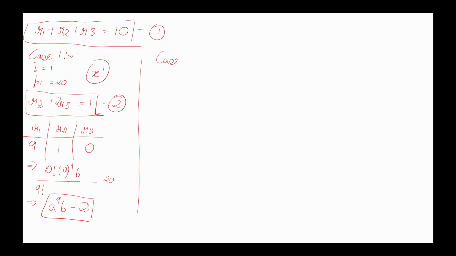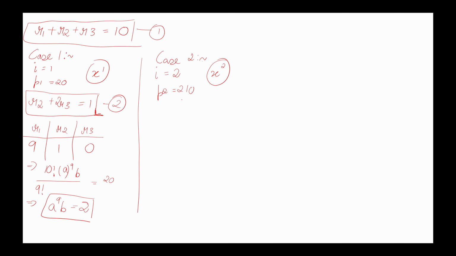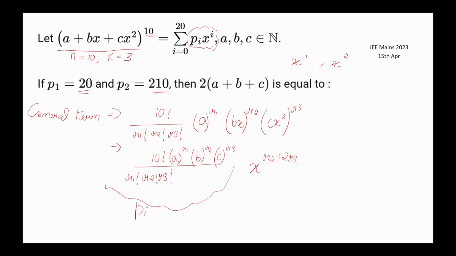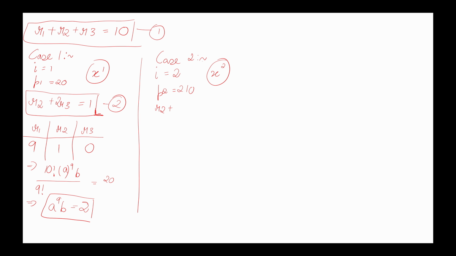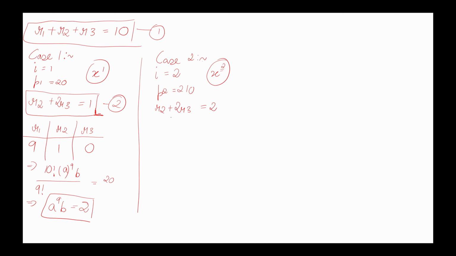So this is one of the equations that I've gotten. Now let's take our second case. In my second case, I'm taking i to be equal to 2. That means I'm finding the coefficient of x square, and here p2 is equal to 210. If p2 is equal to 210, that means r2 plus 2r3 should be equal to 2, because I'm finding the coefficient of x square. So I have to make this entire term equal to 2. This is my equation 2 dash.